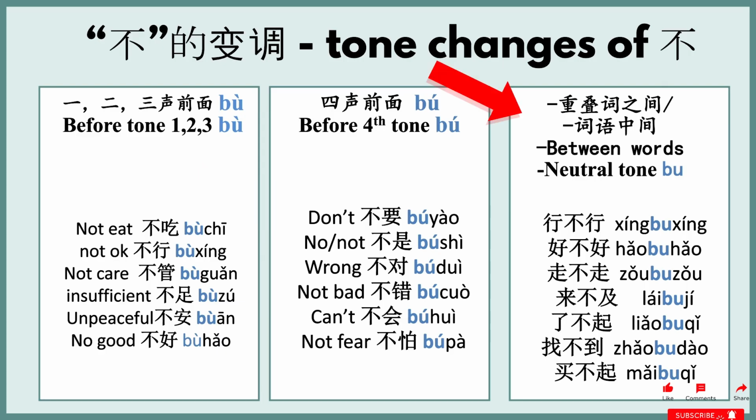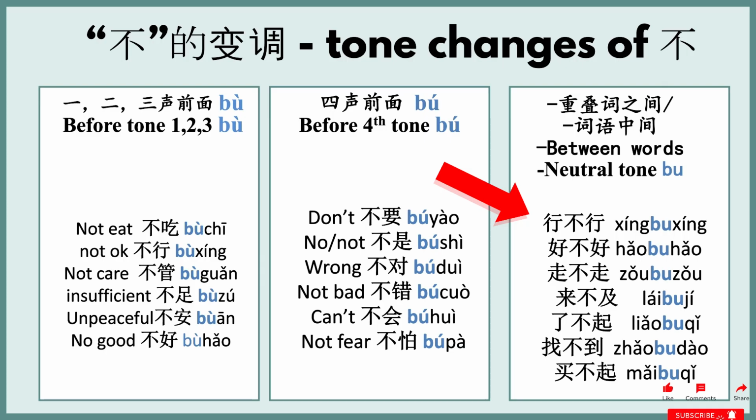The third case is between words or between 重叠词, between repetitive words. For instance, 行不行, 好不好, 走不走, 来不及, 了不起, 找不到, 买不起. As you can see, here there is no tone, it is a neutral tone because it is between the two words.